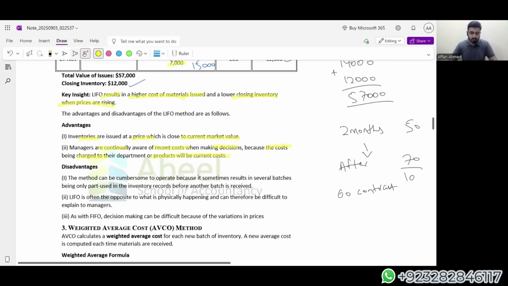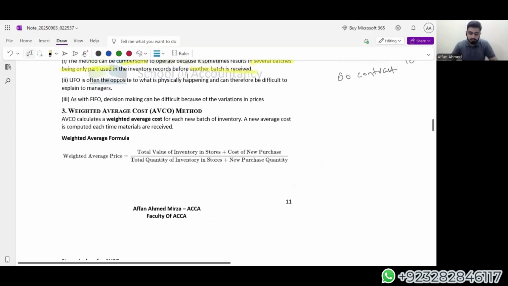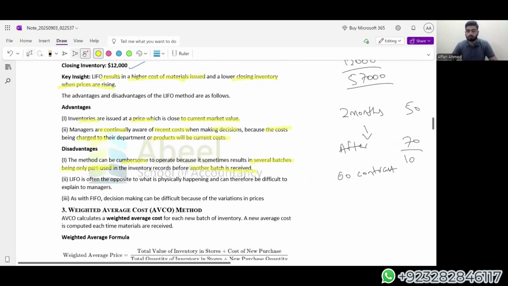But the disadvantages are that the method can be cumbersome to operate because it sometimes results in several batches being only partly used in inventory records before another batch is received. So here you can see that in this example, the previous batches were available, but we were not using them because we had new inventory. So this is a disadvantage. And the previous inventory that was kept with us could go obsolete, it could go bad, it could rot, whatever it is, there can be a problem for that. So we should use the older inventory first before using or touching the new inventory or ordering it.